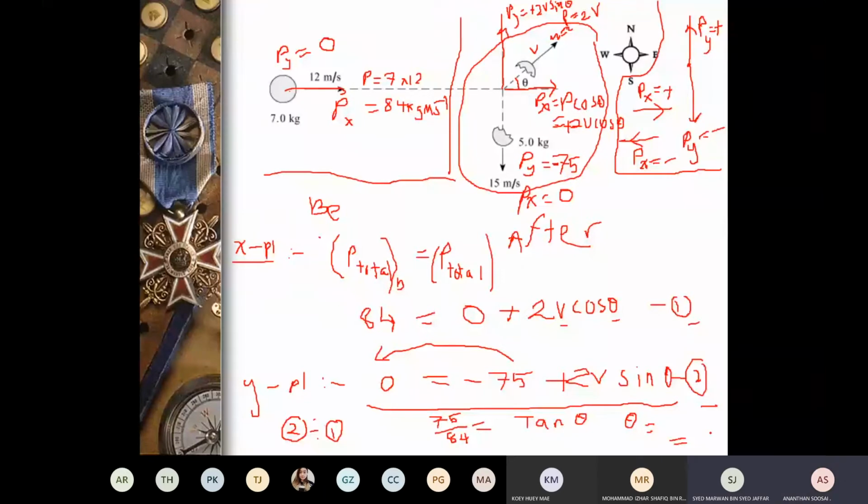41.8. Okay, 41.8. So that's the angle. After you got the angle, I think now you should know how to find the v, right? You just substitute the theta in one of these equations, 2 or 1, and you can find the v already. Anyone, what's your v value? 56.3. Okay, so this is how you work out.